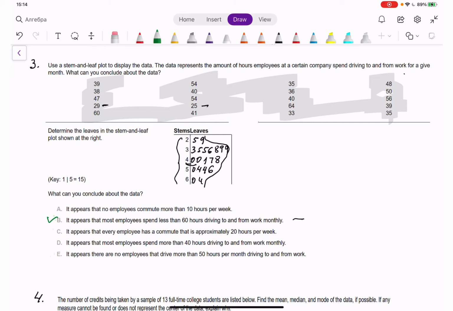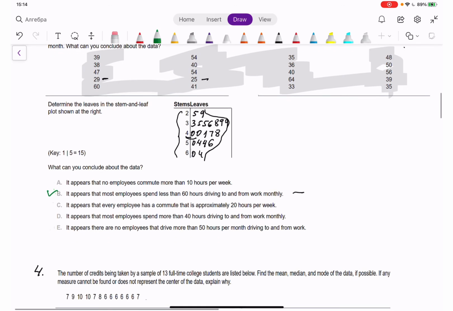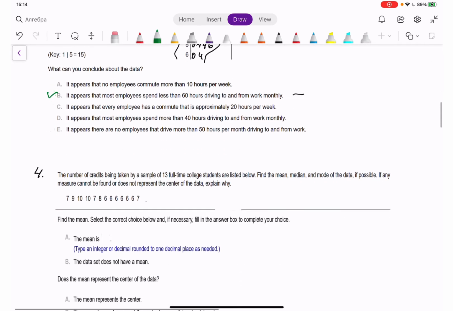Approximately 20 hours. This is not true because there are some of them at 60. D, it appears that most employees spend more than 40 hours. No, because most employees, this is much more employees, spend 39, almost 40 hours. And it appears there are no employees that drive more than 50 hours. That is not true. There are employees that drive 60 hours. So B is the only answer.